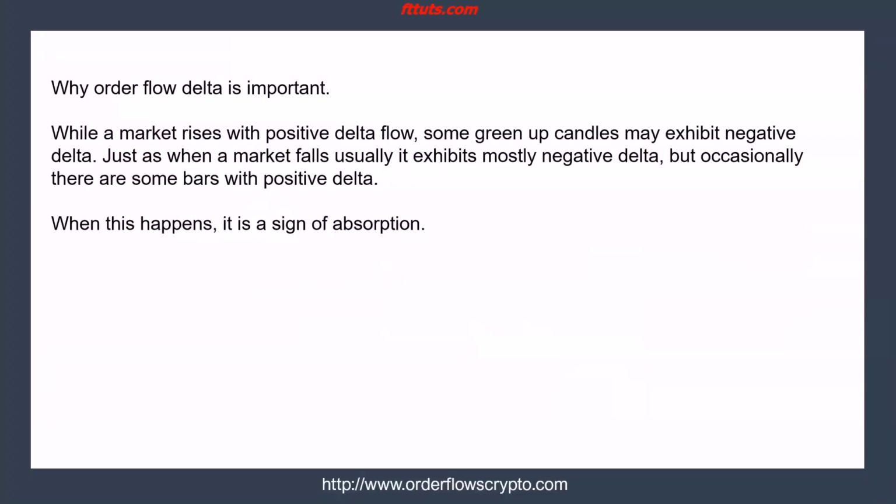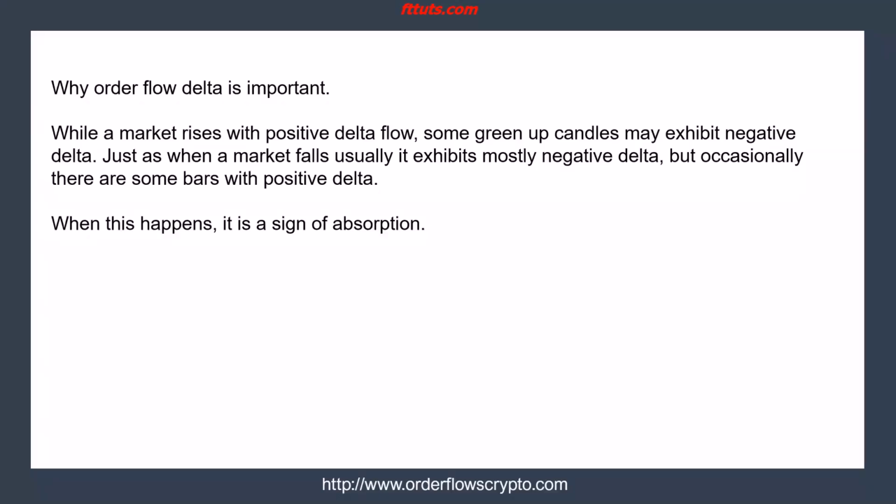Now, what makes delta so important is that while a market rises with positive delta flow, some green candles may exhibit negative delta, just as when a market falls, usually it exhibits mostly negative delta, but occasionally there are some bars with positive delta. When this happens, it is a sign of absorption, and absorption is an important concept in understanding the market. You want to know where buyers or sellers are absorbing all the volume that's coming into the market to stop a move from happening.